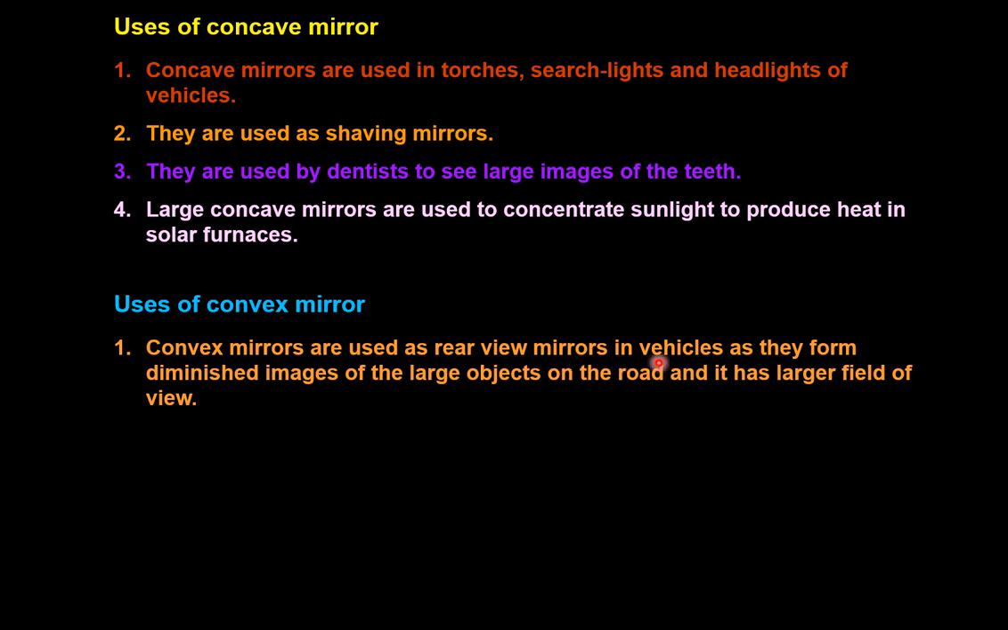Convex mirror. Why do we use it? Because it forms diminished images of large objects on the road, and it has a larger field of view. Why are we using a convex mirror? For observing rear view objects, the backside objects. Because, as we have already observed, a convex mirror produces an erect, virtual and diminished image.